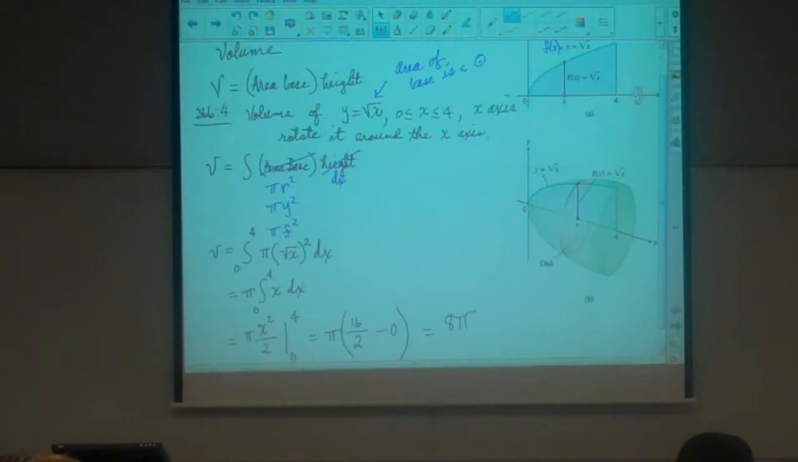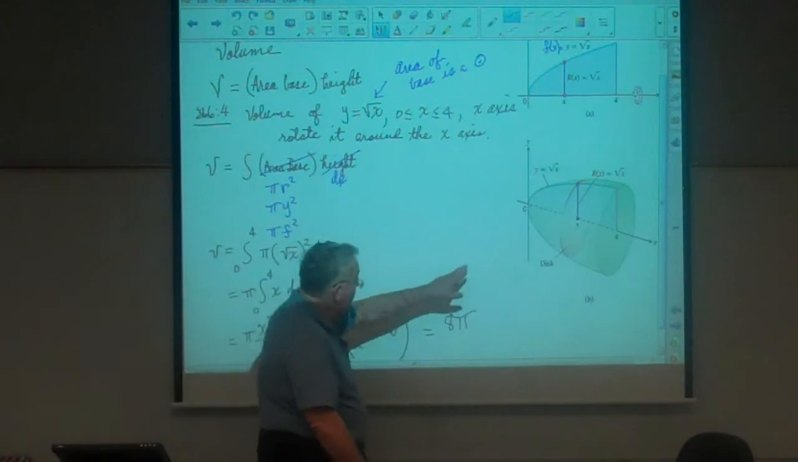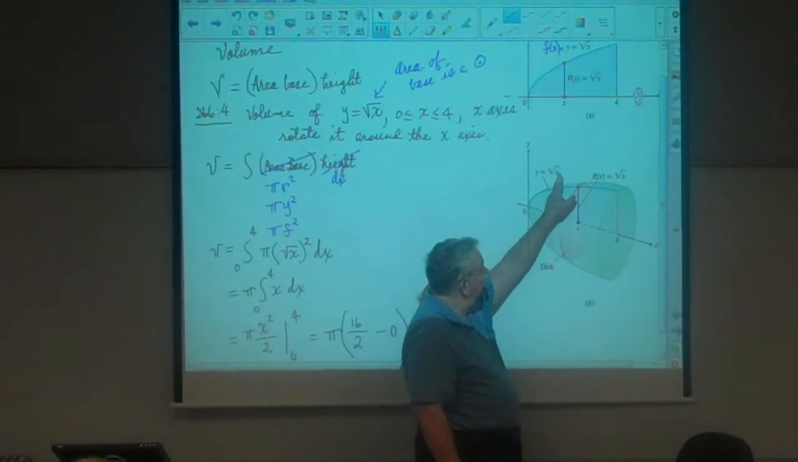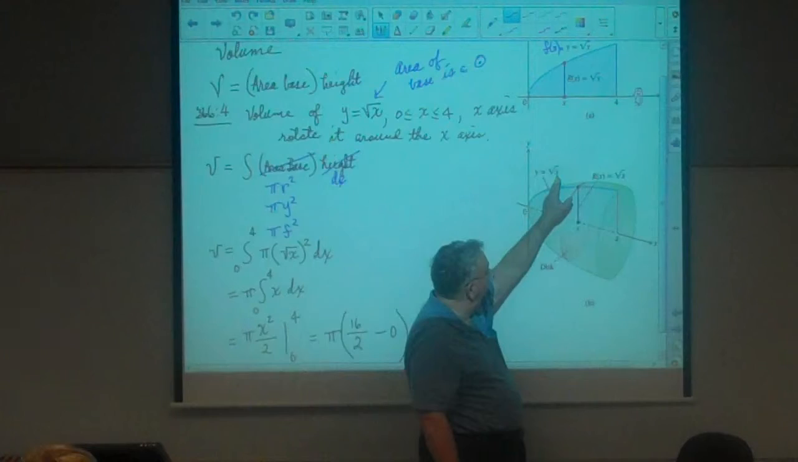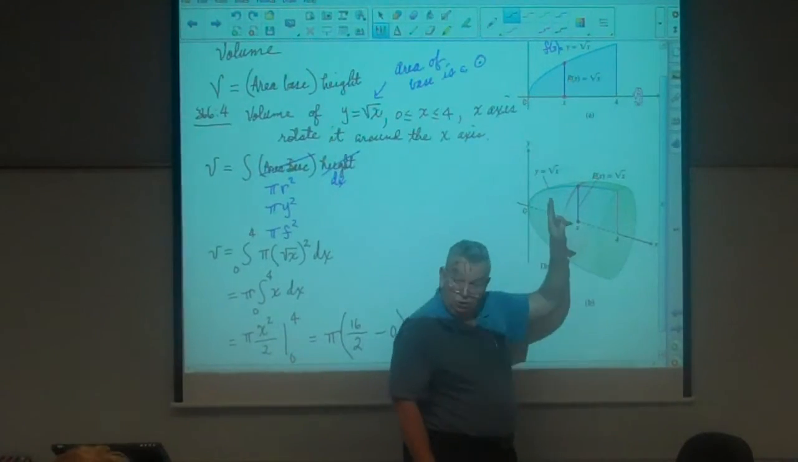If it said the y-axis, then we'd do the same thing we just did a minute ago with the area, wouldn't we? We would swap our x's and y's. You would solve this equation in terms of x, which means you would have x equal. So wouldn't this equation be x equal y squared? Yeah.